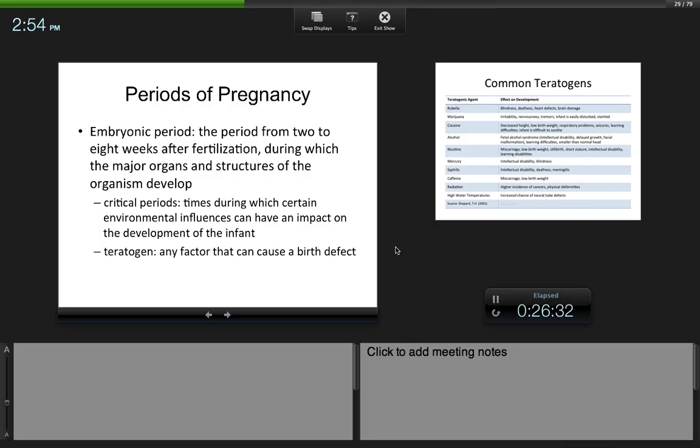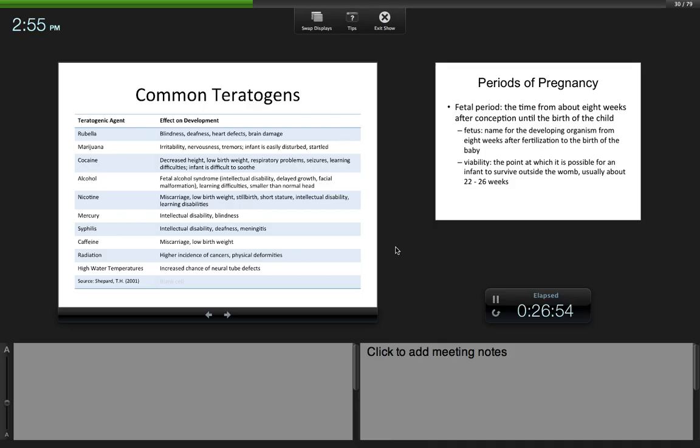The critical periods are times during which we see certain environmental influences that can have a direct impact on the development of the infant. Right? And we talk about teratogens. Teratogens are anything that can have an impact on the child and cause a birth defect. Things like what? Smoking. Drinking. Drugs.